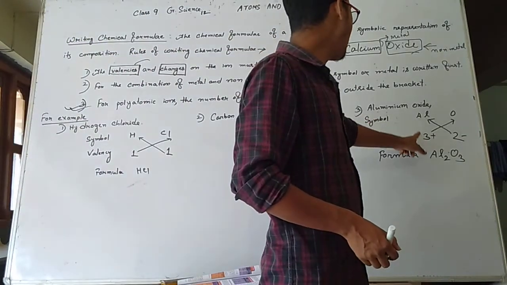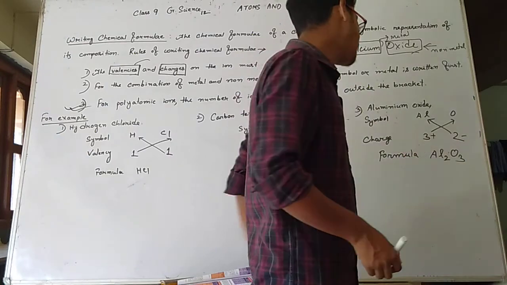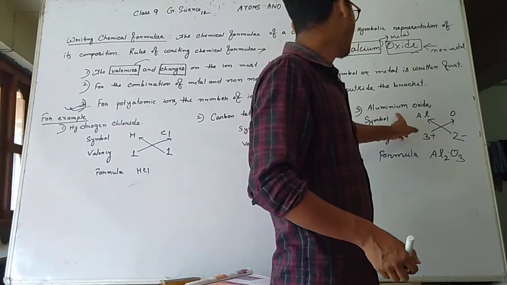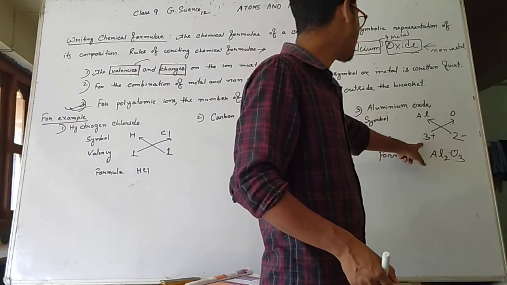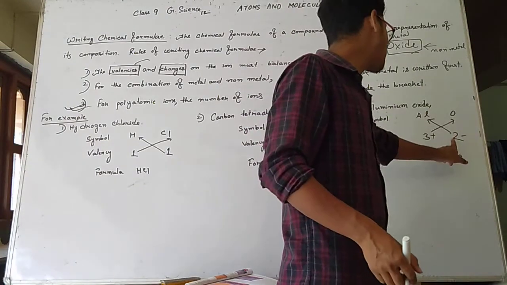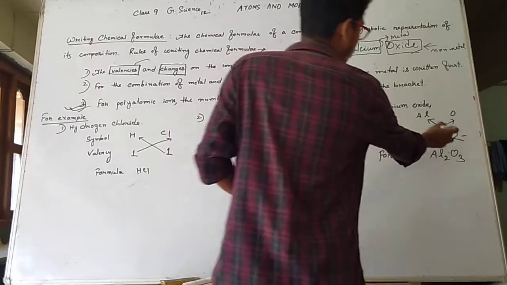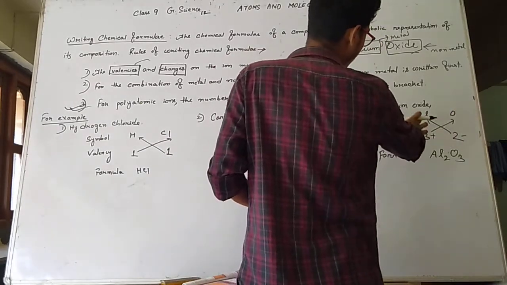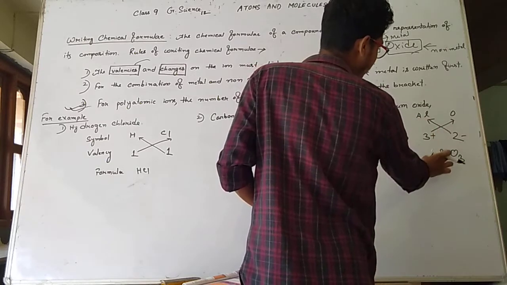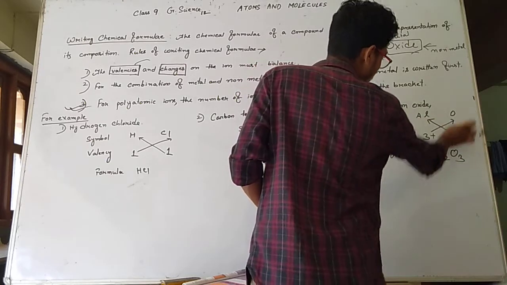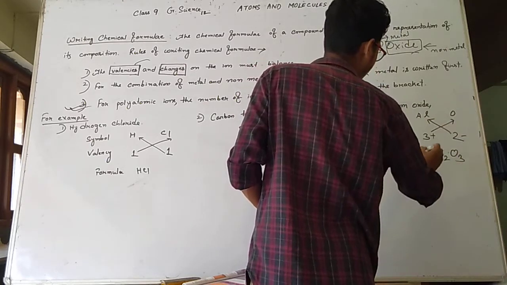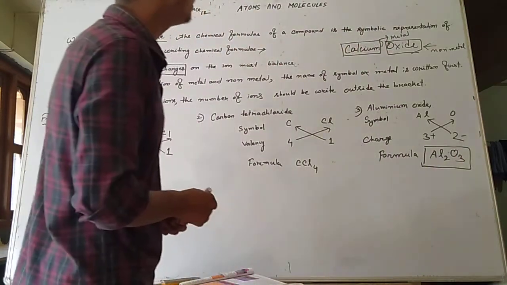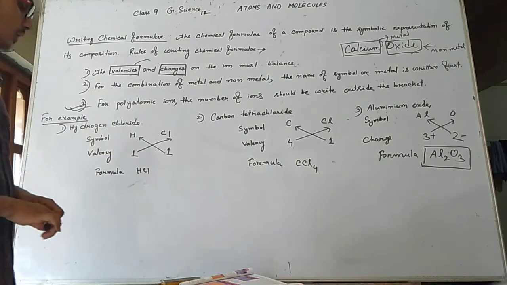So aluminium has 3 charges. You can also get this from the table. The charge of aluminium is 3 and the charge of oxygen is 2. After crossing, the 2 goes to the aluminium and the 3 goes to the oxygen. The formula for aluminium oxide is Al2O3. So like this we can write the formula of different compounds.